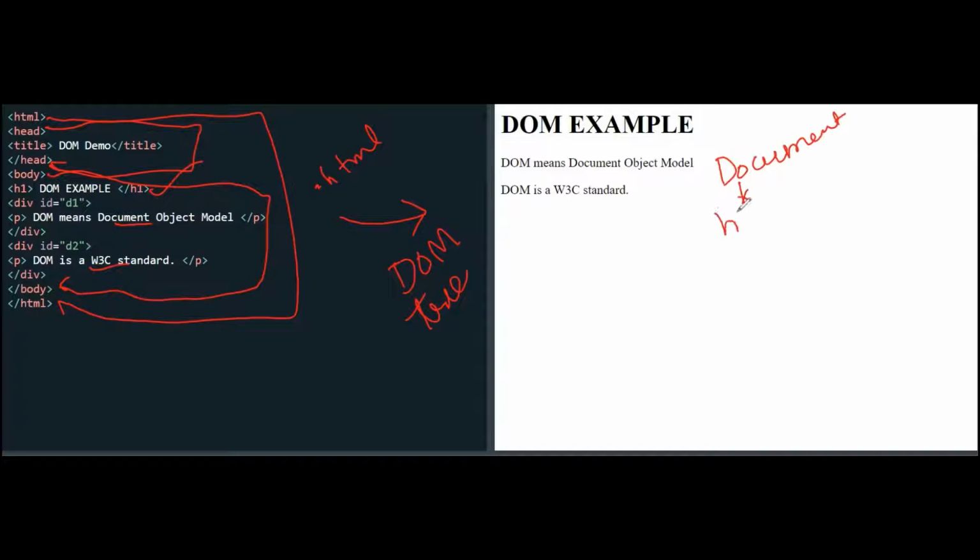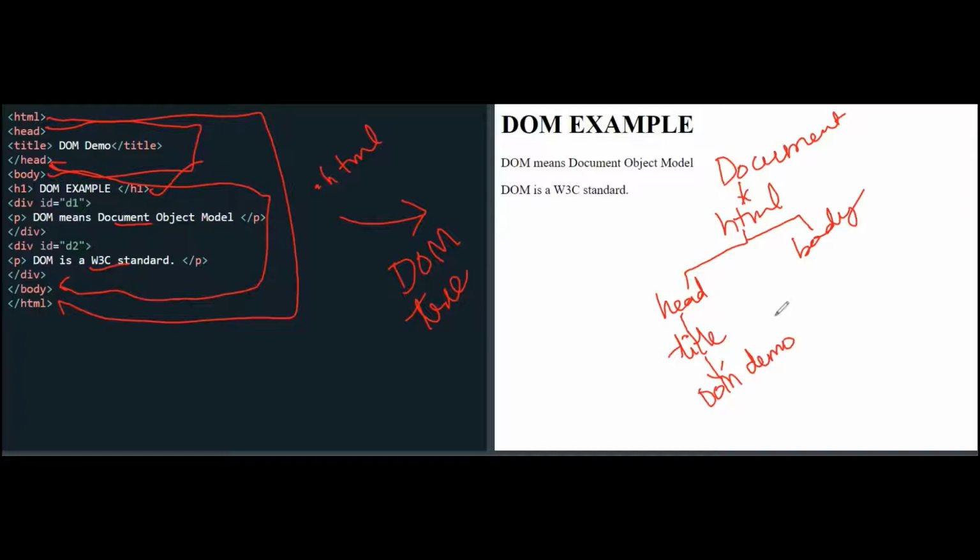Now I have the HTML tag. The first one is the HTML tag, and the HTML tag has two children. The first child is the head tag and the second child is the body tag. Inside the head, I have only one child, which is the title tag. And the title tag has a value, which is nothing but DOM demo.